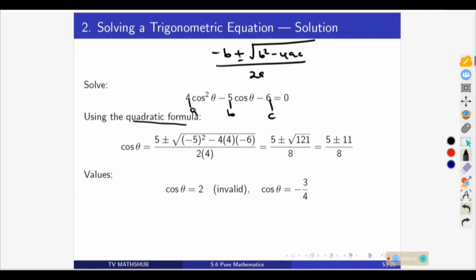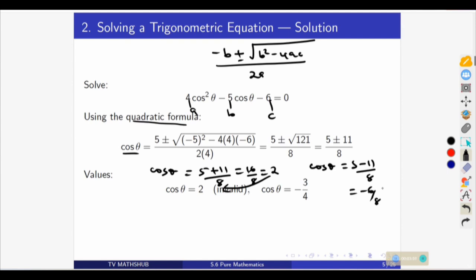So clearly we shall have two values of cos theta. One of the values will be when you have 5 plus 11 divided by 8, which is 16 divided by 8, and this is 2. So we shall have that. And next we shall have cos theta equaling 5 minus 11 divided by 8, which is negative 6 divided by 8, and this is negative 3 divided by 4. So generally we shall have two values of cos theta. One is cos theta equaling 2, and two is cos theta equaling negative 3 over 4.